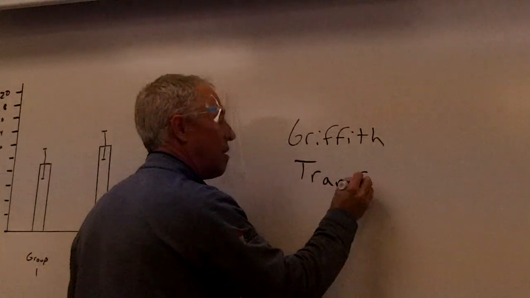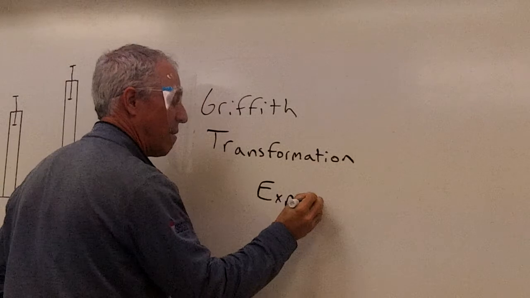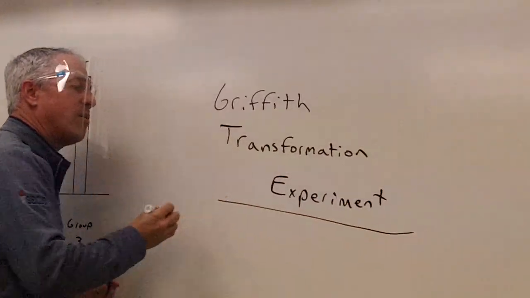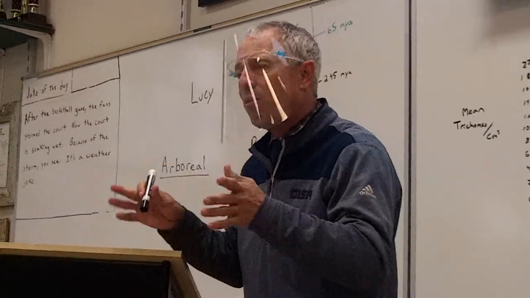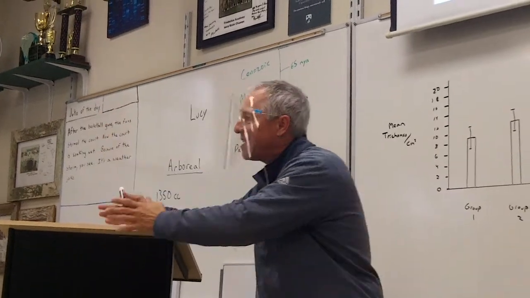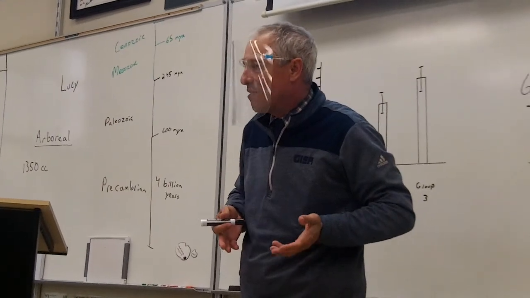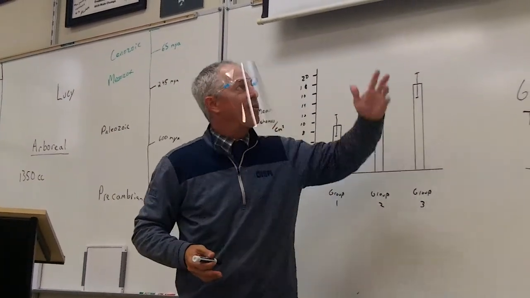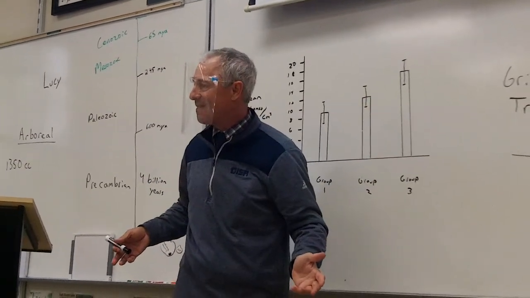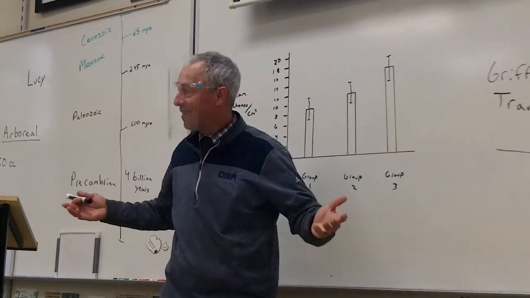That's why this is called the Griffith transformation experiment. And it was the first experiment that proved that some sort of molecules must have moved from one bacteria to another and changed that bacteria. It's a very famous experiment. Griffith won the Nobel Prize for it. Some molecule can change the organism. That's big news.